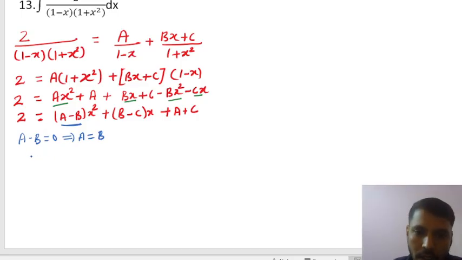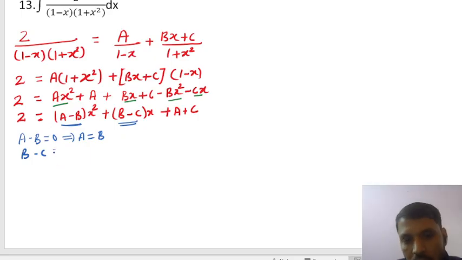Similarly, for B minus C, the coefficient of x is also 0 because there is no x term on the LHS side. Means this is equal to 0. So from here, what we can say? B is equal to C. Now here we are getting A equal to B and B equal to C. What does it mean? From here we can say that A, B, C are all equal. Means A is equal to B is equal to C.